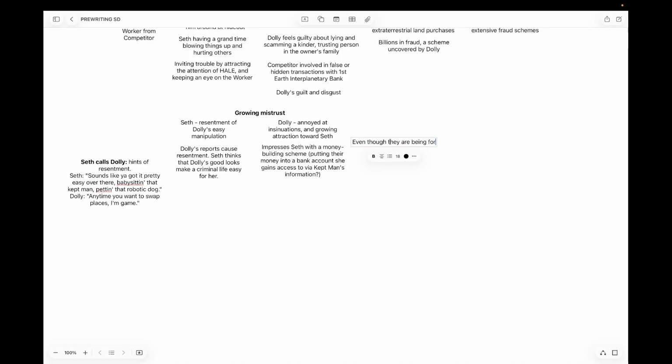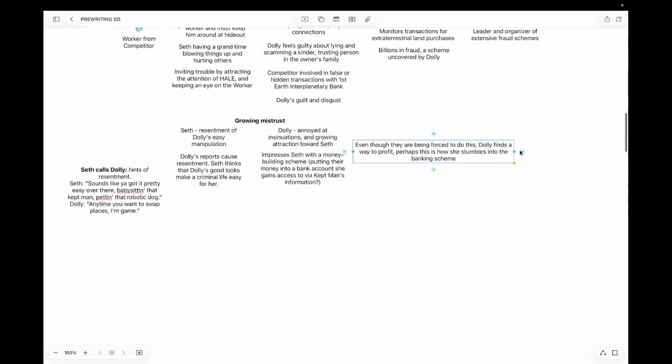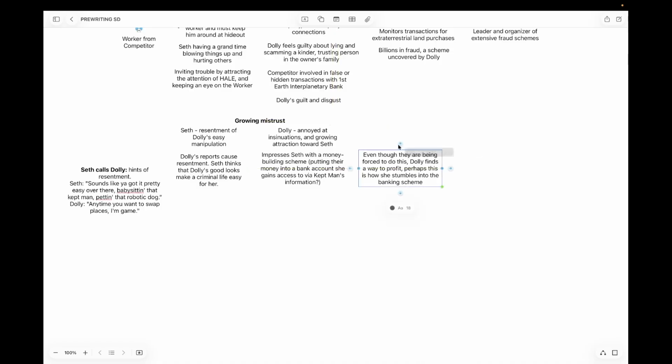We're being forced to do this. Dolly finds a way to profit. This is how she stumbles into the banking scheme. So again, we don't know the details. This is just the idea of how it happens. We're just trying to establish a logic, a flow for the plot here.